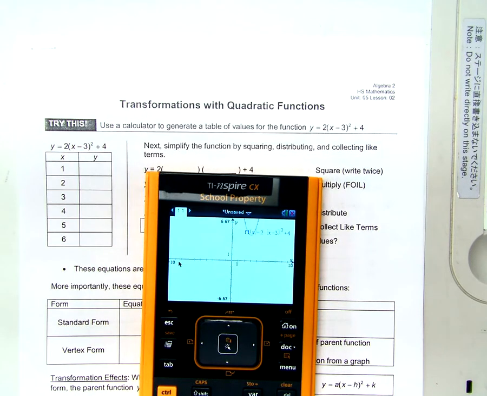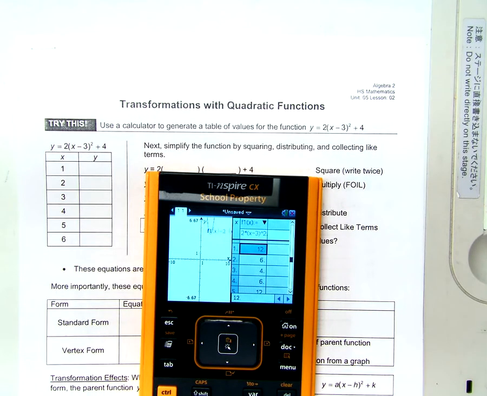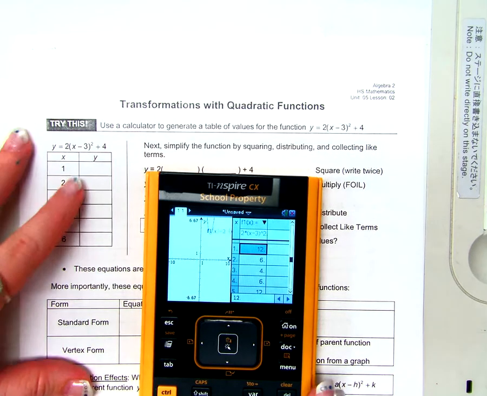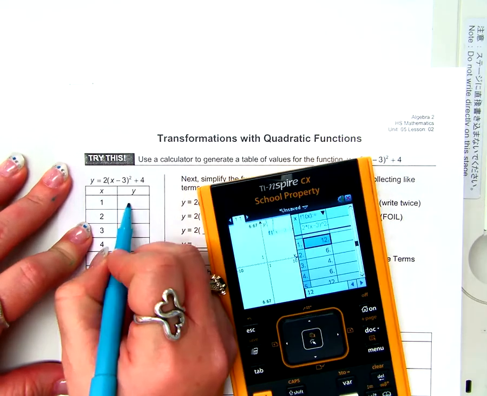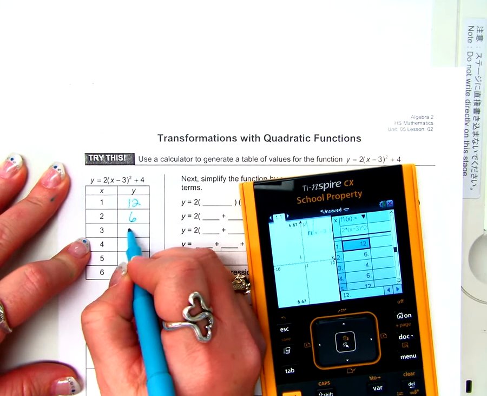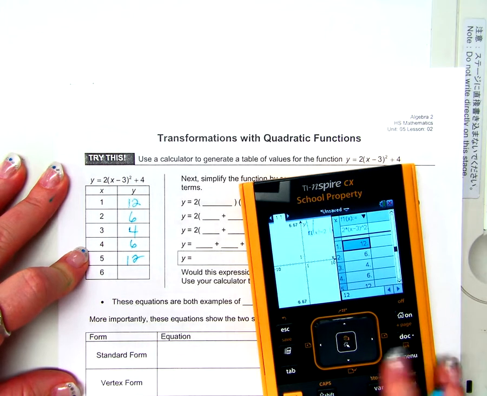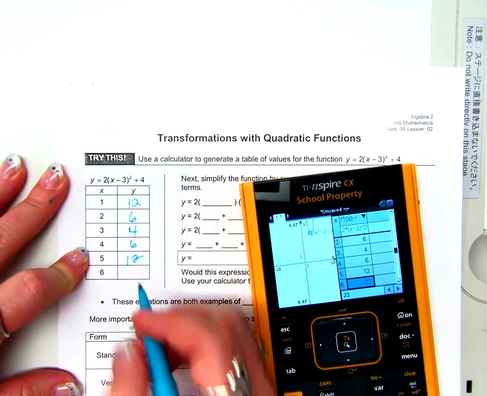Yeah, that's a nice and pretty graph. I don't care about the graph. What do I care about? The numbers. The table. How do I get the table to come up? Hit Control T. Control T, excellent. So here's my table. So let's fill in the table. 1 is 12, 2 is 6, 3 is 4, 4 is 6, 5 is 12, and 6 is 22.